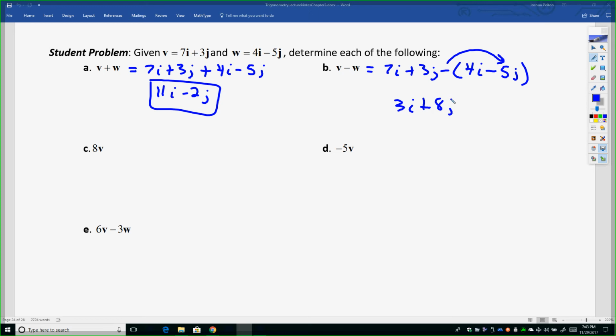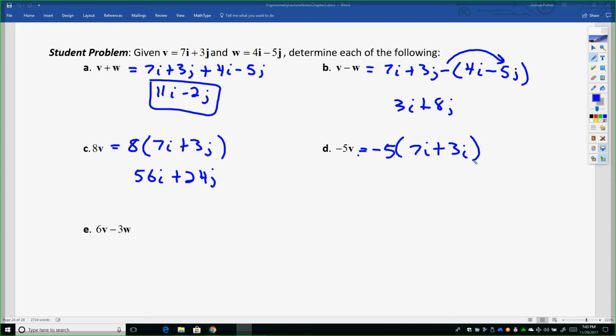Okay, and then the next one is a scalar. So that's 8 times the vector. So that's 56i plus 24j. And then negative 5 times the vector. So 7i plus 3j. So that's going to give me negative 35i plus 15j.